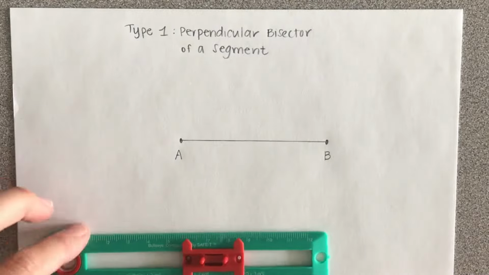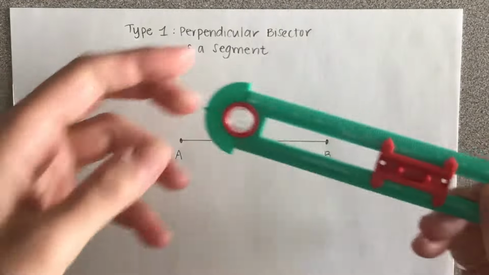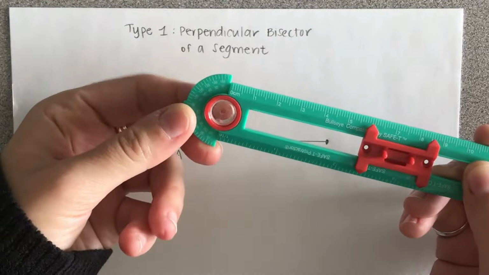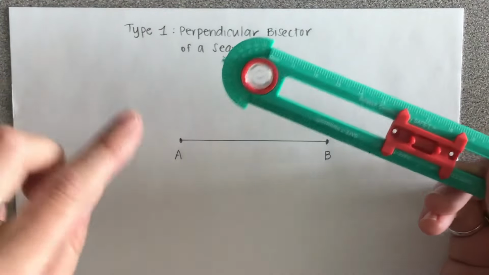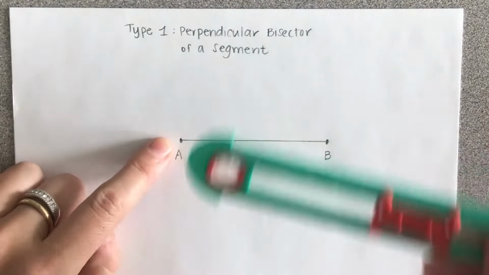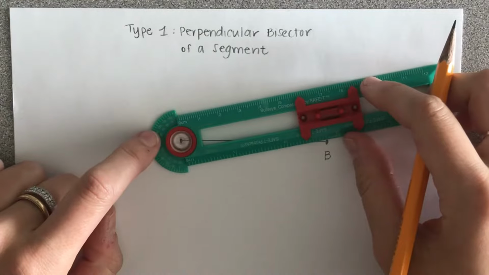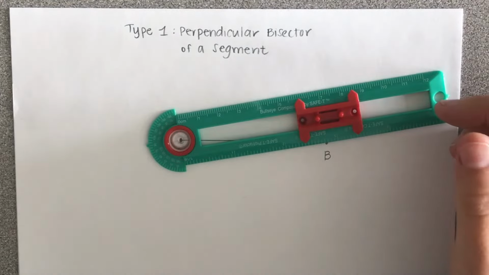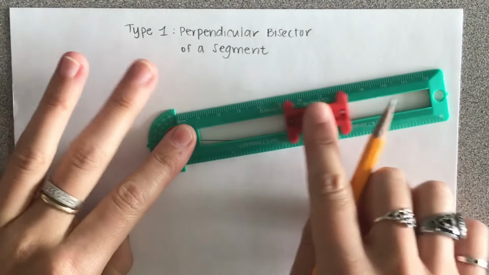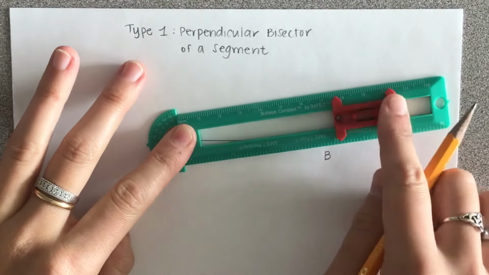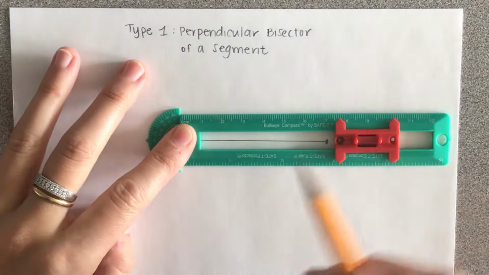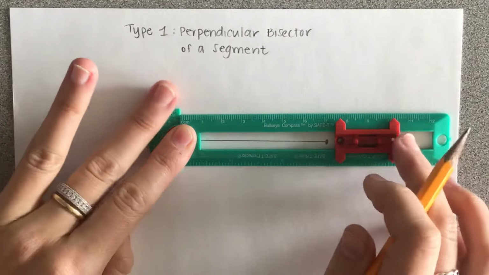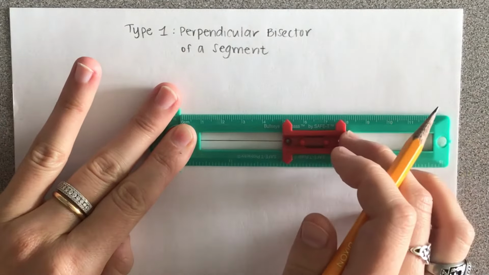Okay, so the first thing I'm going to do is take this piece of the compass, where this little circle is, and put it on my point A. I'm going to put the hole right on top of the point itself. Then I'm going to adjust my compass where it slides so that it's more than half of the length of the segment. So if halfway is about here, I want it a little further than halfway.